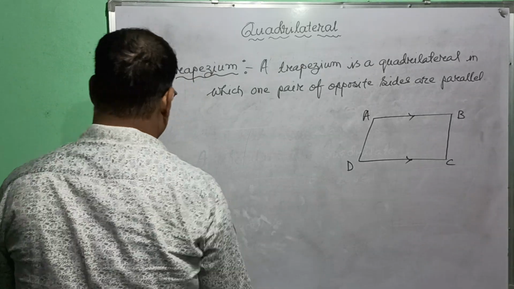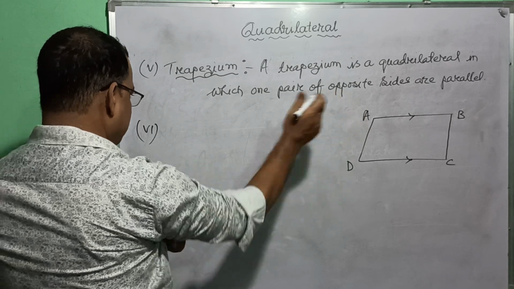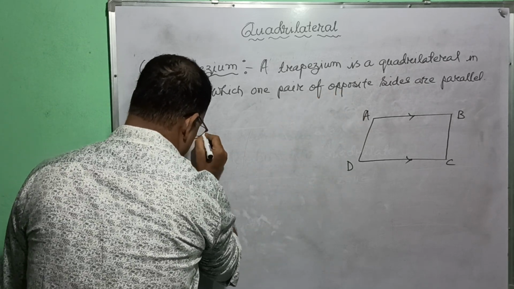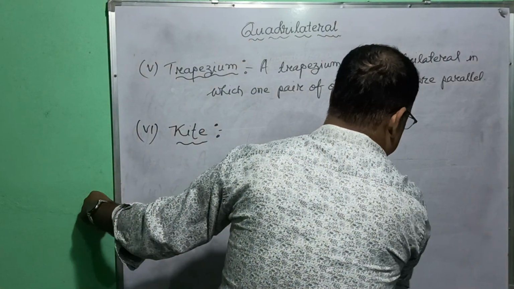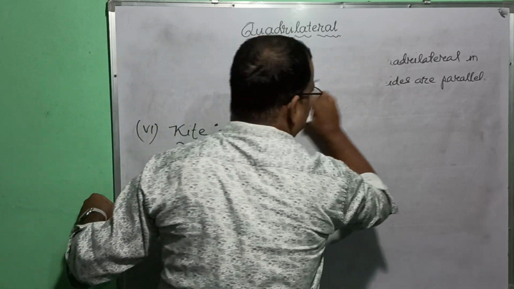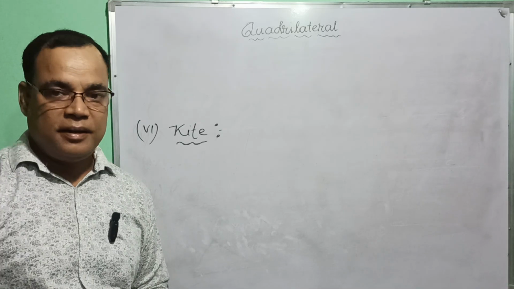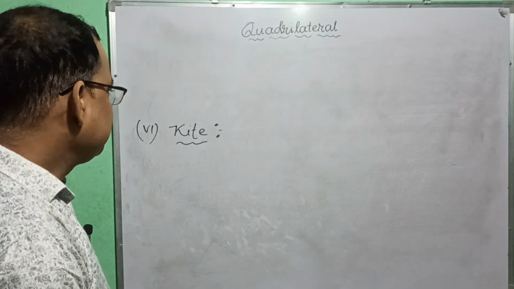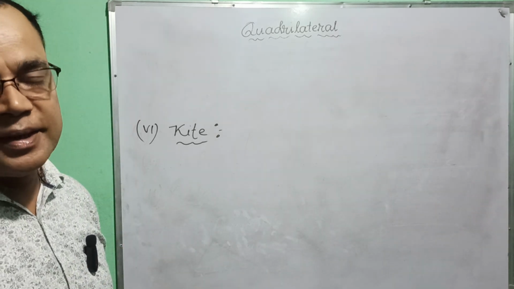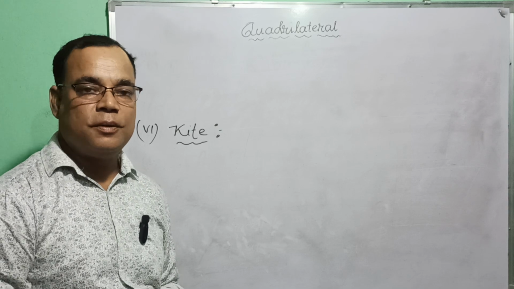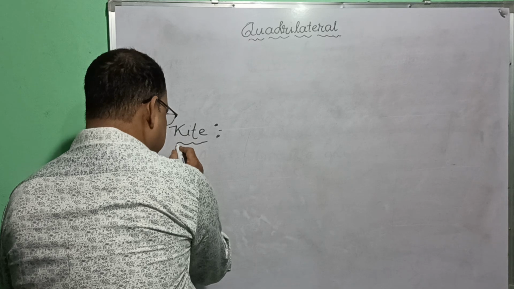Now the sixth one is kite. So what is a kite? All of you know, you are familiar with the kite, but you may not be able to define it clearly. So let me define a kite. A kite is also a quadrilateral in which two pair of adjacent sides are equal and one pair of opposite angles are equal. So I'll write it in a simple way.